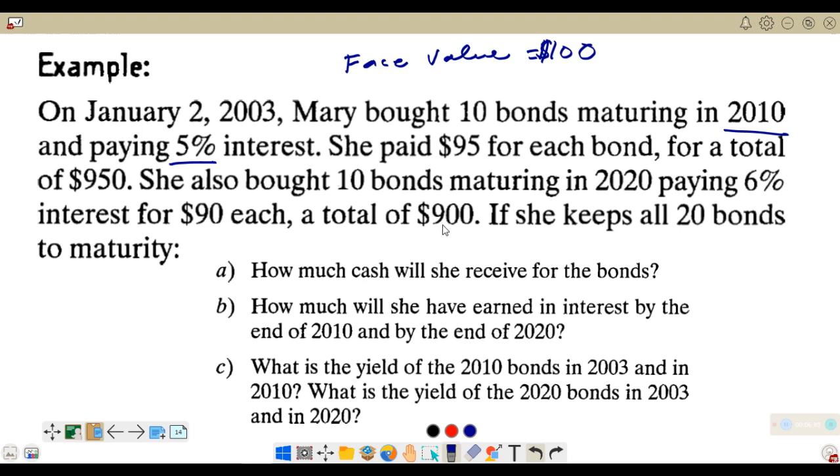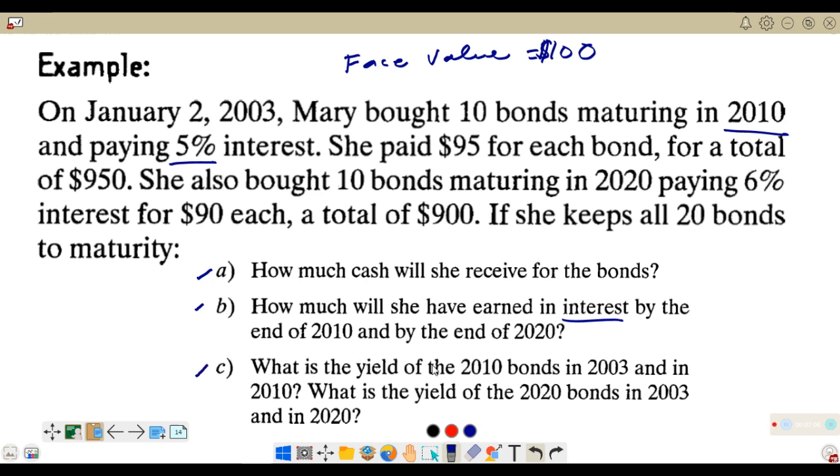Ayun, $900, if she keeps all 20 bonds to maturity. Problem A, how much cash will she receive for the bonds? Problem B, how much will she have earned in interest by the end of 2010 and by the end of 2020? Take note that the interest is different from ito, yung face value natin.